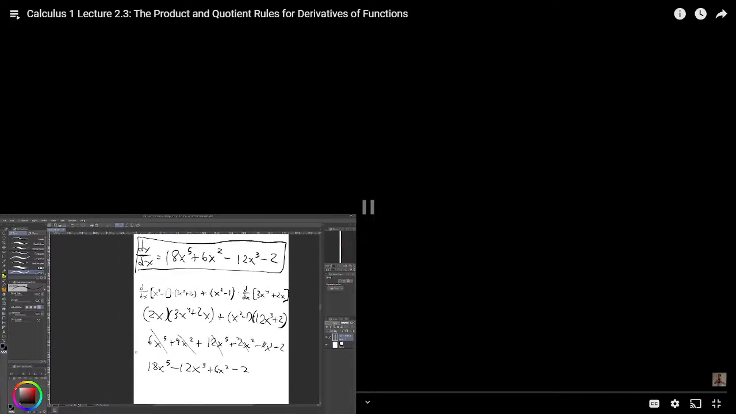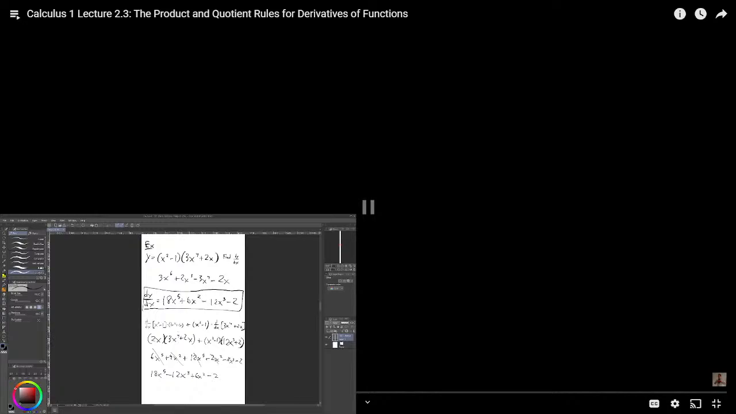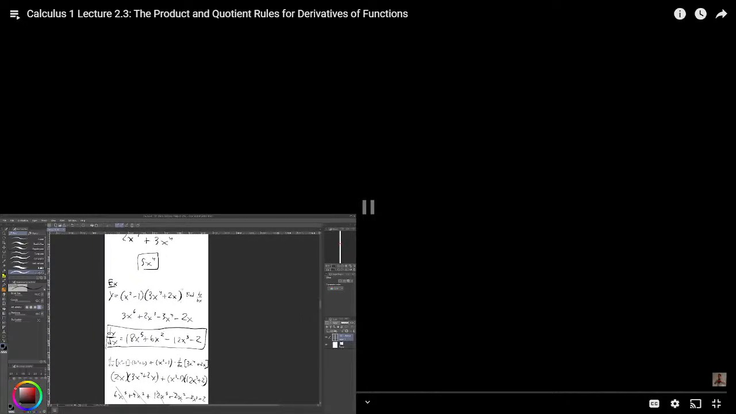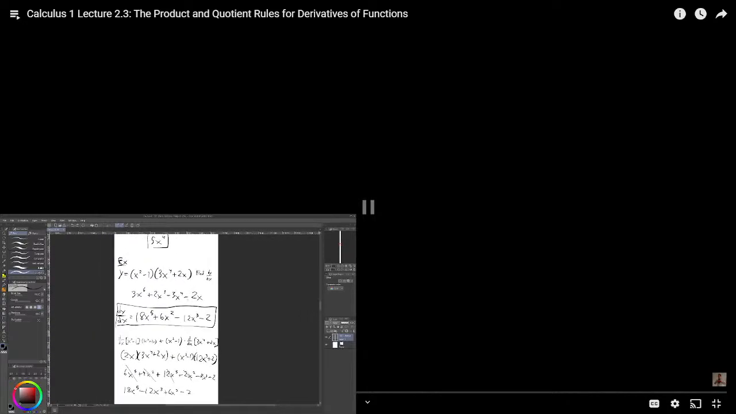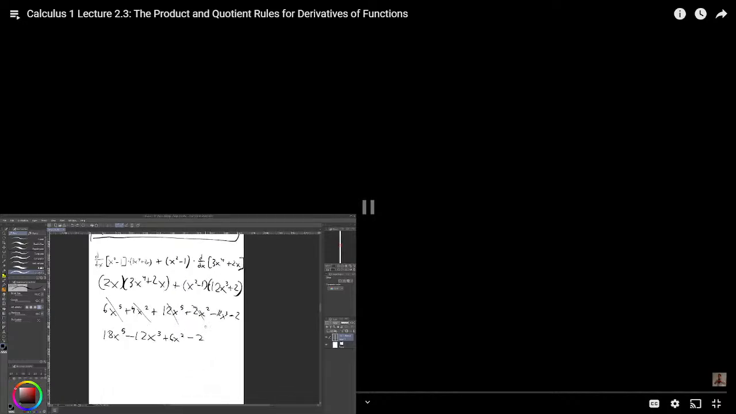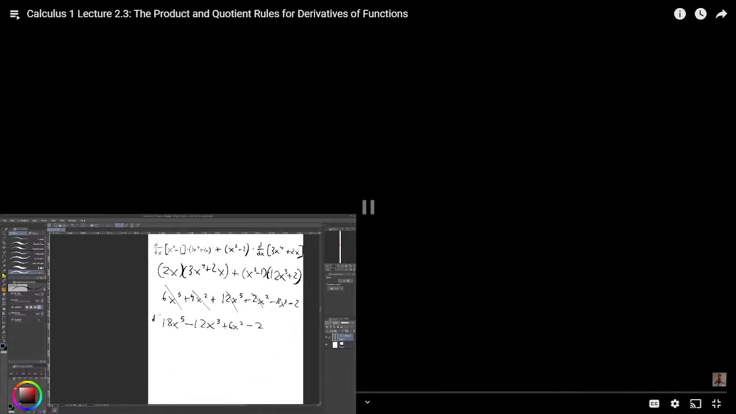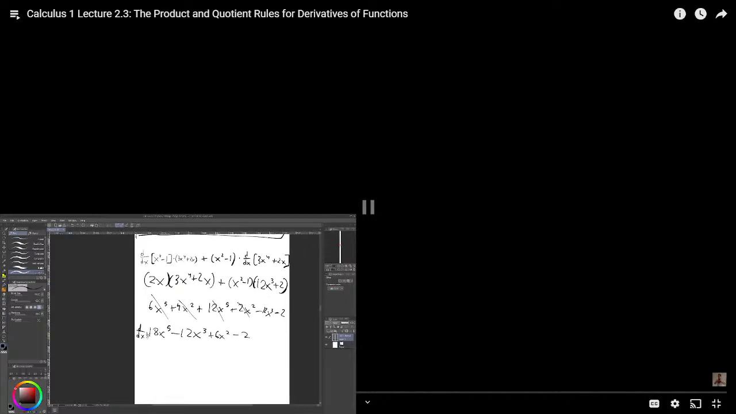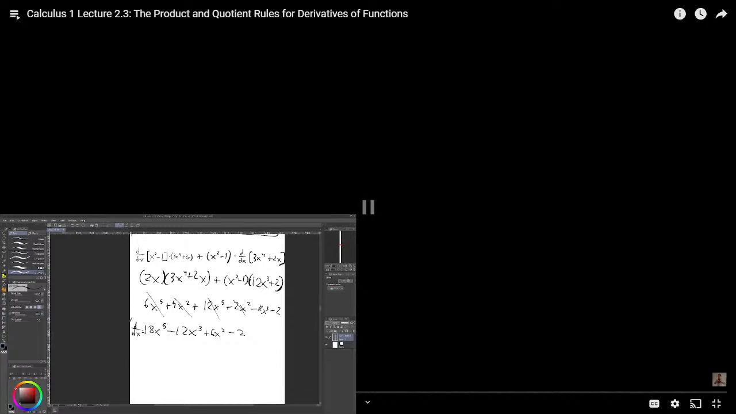This way seems longer, so I'm not sure what he's getting at. But I do understand that if you had a 4 here, then yeah, you'd want to use the product rule for sure, because it would take way longer to do it the other way. So yeah, same thing.